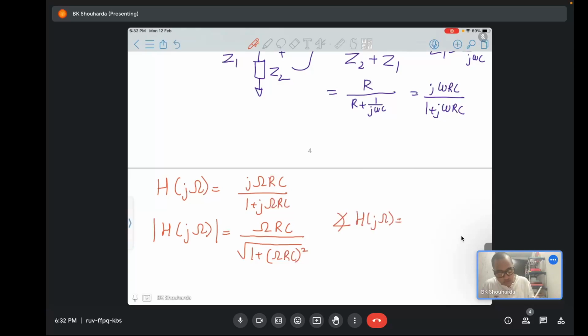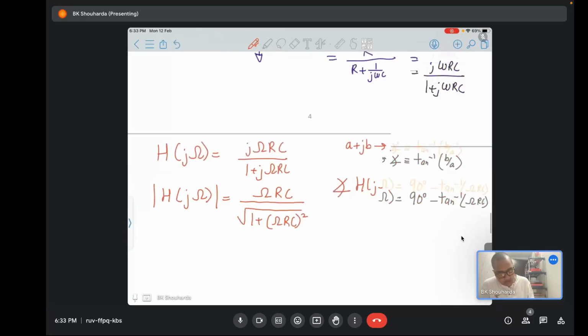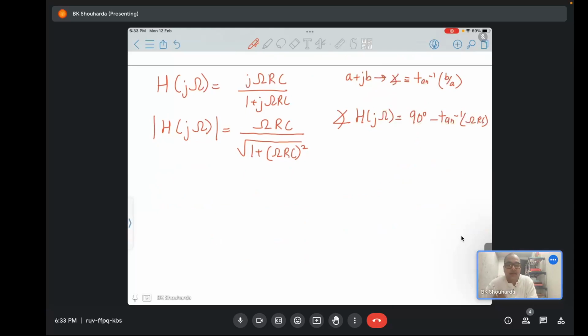The numerator has a phase of 90°, and the denominator gives a phase of minus tan inverse omega RC. For your convenience, the number a plus j b has a phase which is tan inverse of b upon a. Okay, this is for your reference. We have used this to obtain the phase.